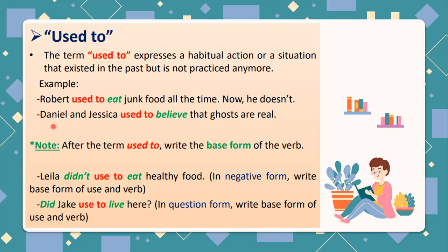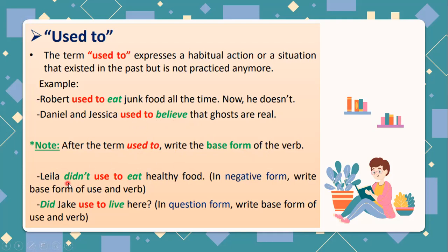So let's look at the second example. Daniel and Jessica used to believe that ghosts are real. So the past tense of believe is believed. We need to add D. But because here it's preceded with used to, I removed the D. So I put the main verb, the basic form, which is believe. So it would be used to believe. So after the term used to, you write the base form of the verb.